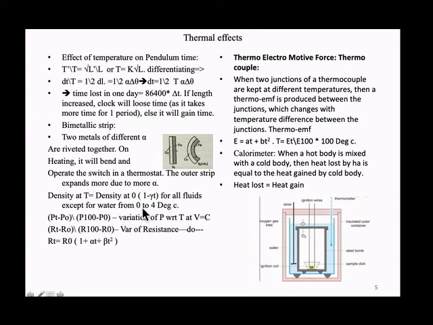This holds for all fluids except for water from 0 to 4 degrees. This is the anomalous expansion of water, where density increases as the temperature increases. From this point onwards, again density reduces.